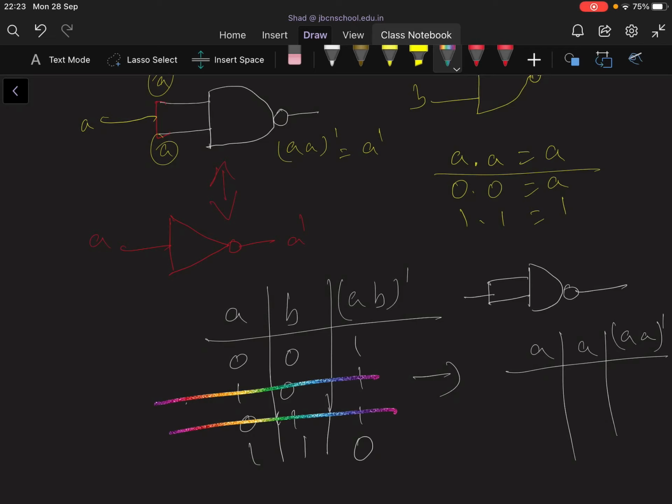Now if this is 0, this has to be 0, this can't be different, right? So if this is 1, this has to be 1. It can't be that this is 0 and this is 1, it will not work. So if you're connected in this situation.